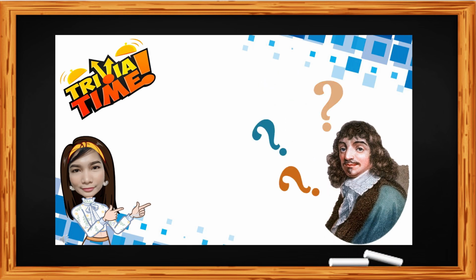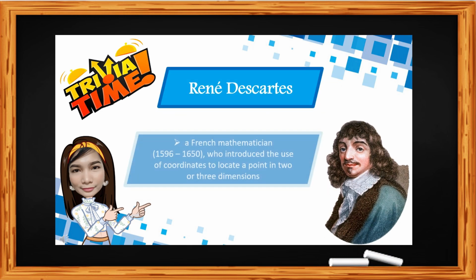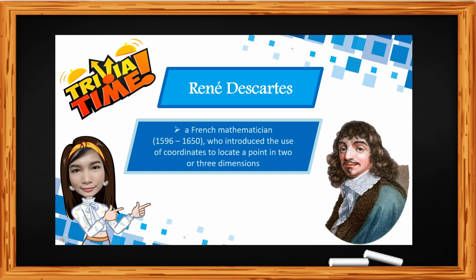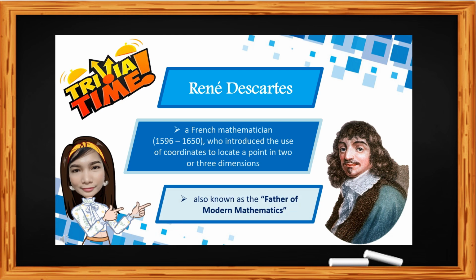Did you know that? René Descartes is a French mathematician, 1596 to 1650, who introduced the use of coordinates to locate a point in 2 or 3 dimensions. He is also known as the father of modern mathematics.